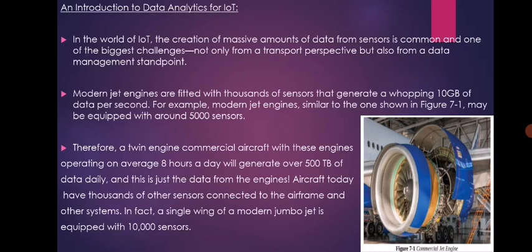Therefore, a twin-engine commercial airjet operating on average 8 hours a day will generate over 500 TB of data daily, and this is just the data from the engine. Aircraft today have thousands of other sensors connected to the airframe and other systems. In fact, a single wing of a modern jumbo jet is equipped with 10,000 sensors.